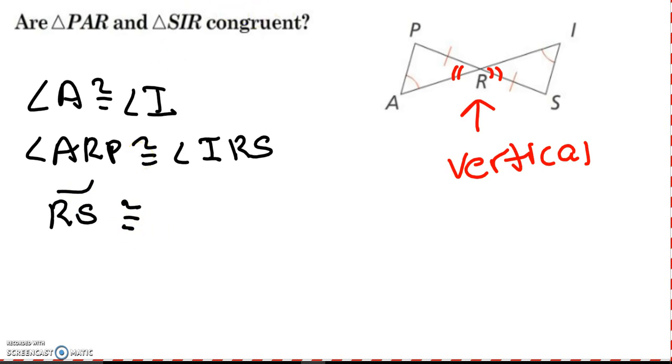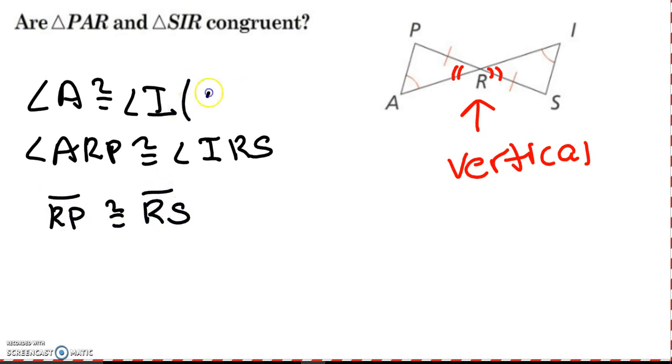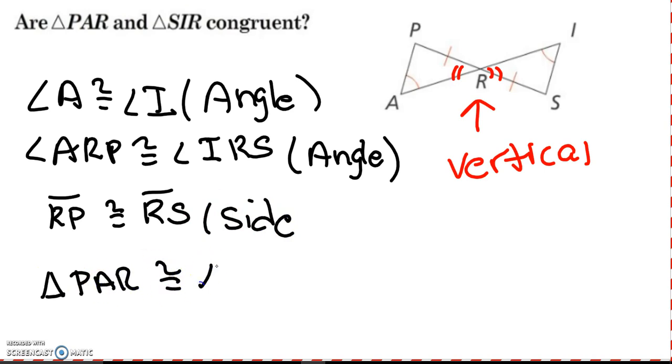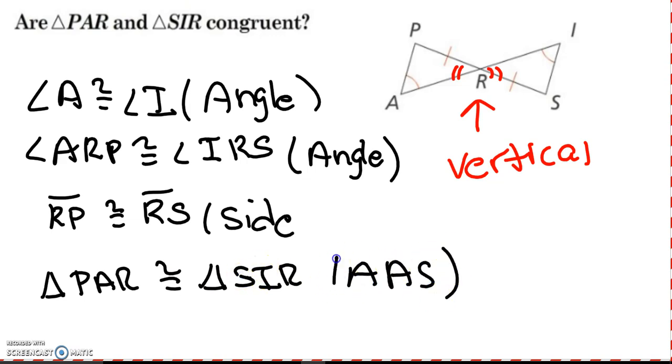Let me do it the other way. Hold on. RP is congruent to RS. So there's my angle, followed by another angle, followed by a side. So triangle PAR is congruent to triangle SIR by angle, angle, side.